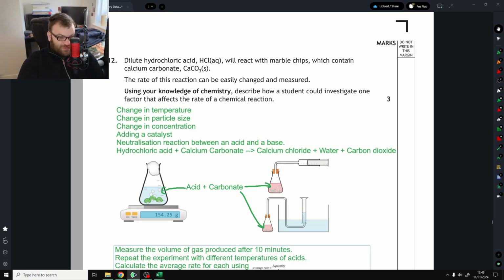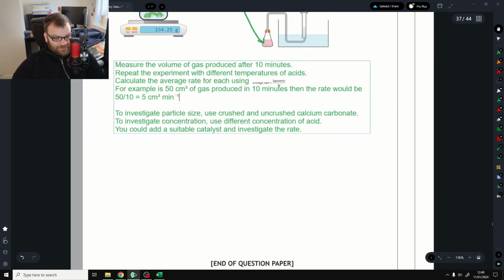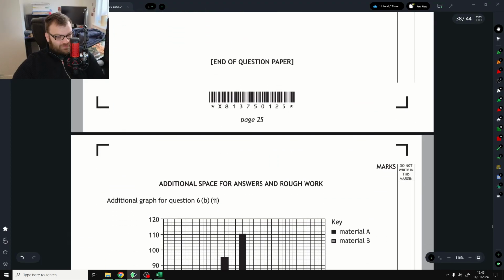Again, quite possibly missed a bunch of stuff. As long as our answer is good, we'd get 3 marks. If it was reasonable, we would get 2. If it was limited, we'd get 1. And that brings us to the end of the paper. That's how I would approach each of those questions.